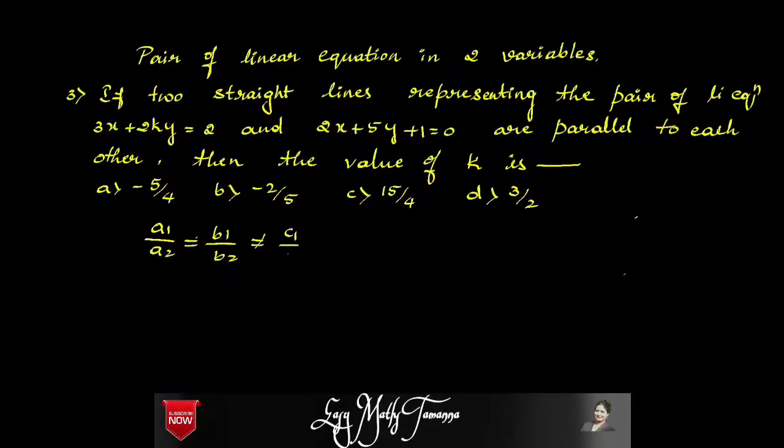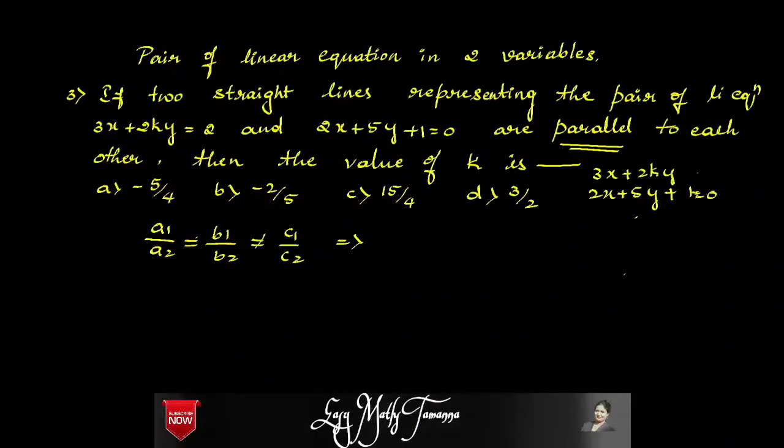2x plus 5y plus 1 is equal to 0 and the other one is 3x plus 2ky minus 2 is equal to 0. So a1 by a2 is 3 divided by 2, and b1 by b2 is 2k divided by 5, and c1 by c2 is not necessary because it is not equal in parallel lines. So what is the value of k?